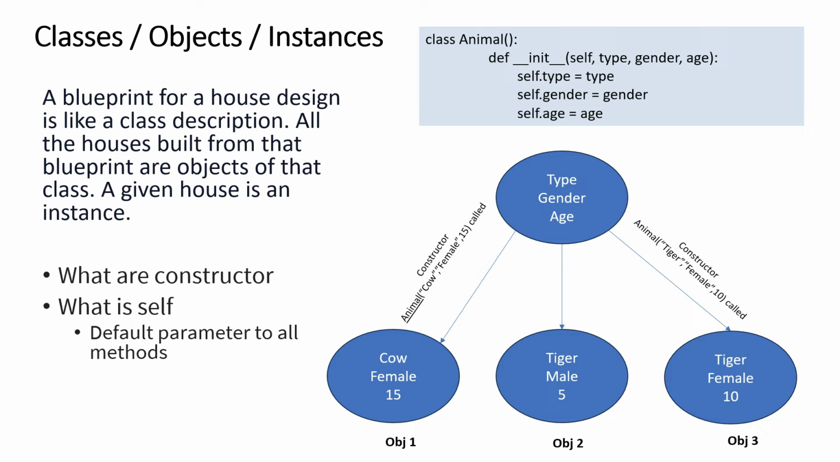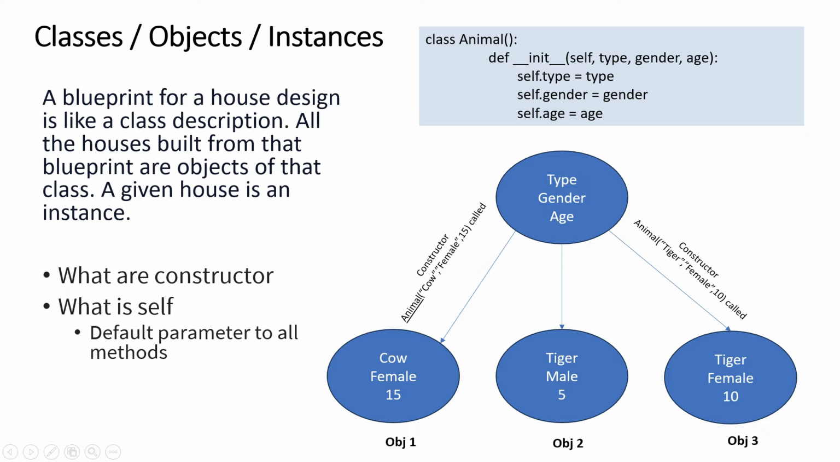So when you say class, class is just a definition or a blueprint, right? So you see here in the blue on the top right, this is the definition of a class. This class is called animal, and it has three attributes: type, gender, and age.